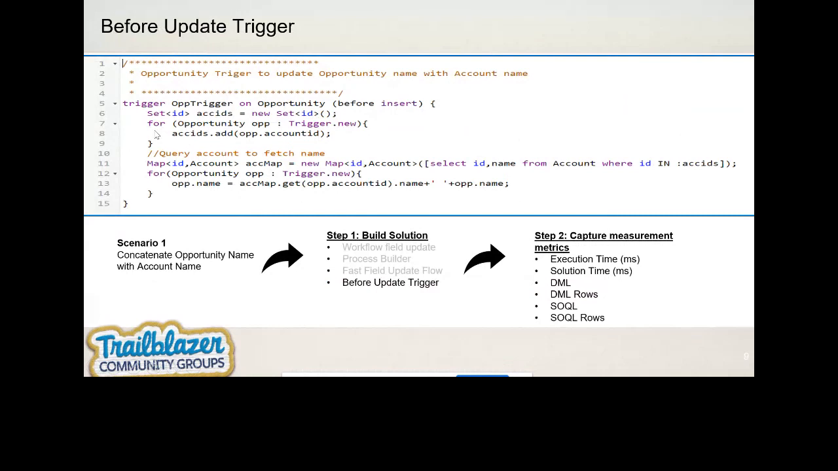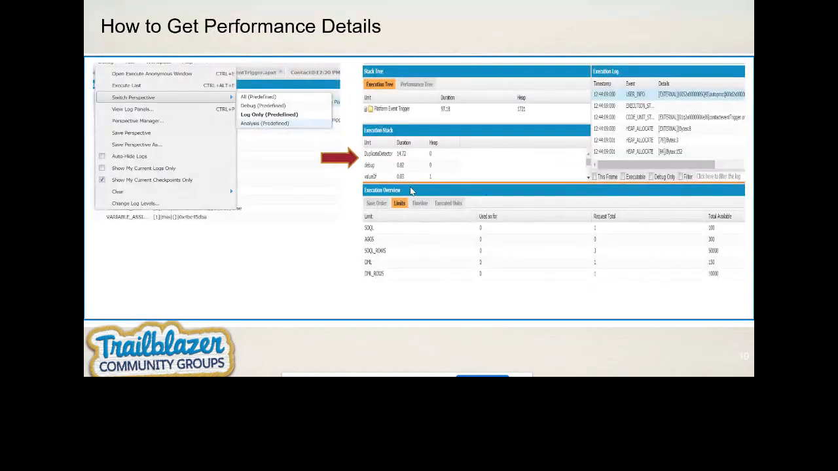And I hope you are familiar with the trigger approach also. Here I am executing the trigger on the opportunity, and it is just before insert. I'm iterating over all the opportunity records. I am getting the account IDs. Then I am executing a query here to fetch the account name. Then I'm iterating over the opportunities to update the opportunity name with the account name. These are the different solution options for this particular scenario.